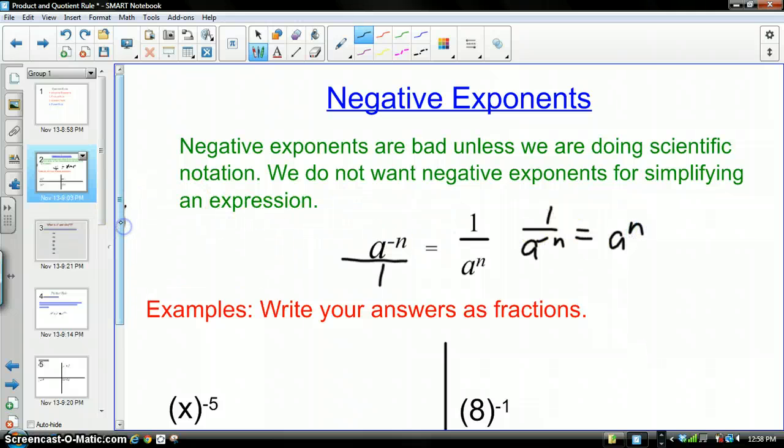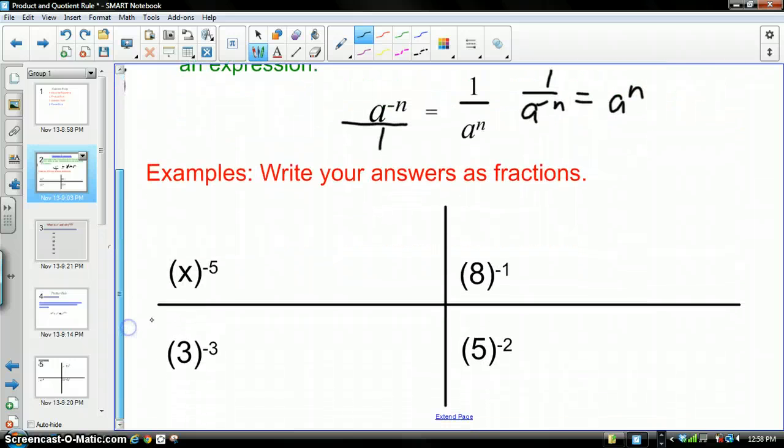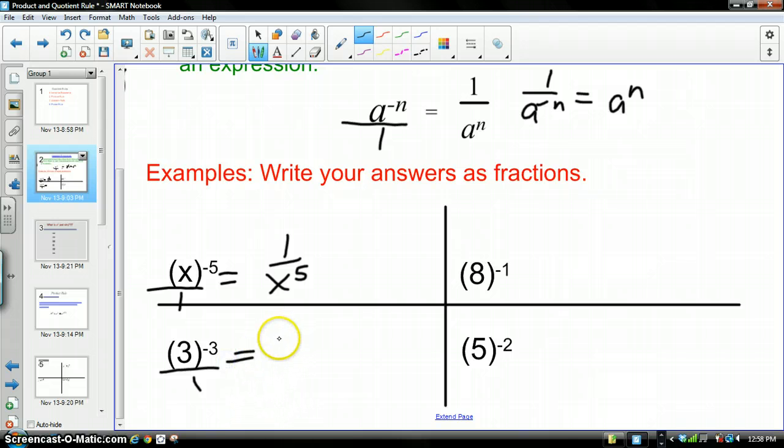So let's look at a few examples here. x to the negative 5, we can also write that as x to the negative 5 over 1. So this is going to equal 1 over x to the 5th. We're just flipping this. 3 to the negative 3rd, we can look at this as all over 1. So this will also equal 1 over 3 to the 3rd, which simplifies to 1 over 27.